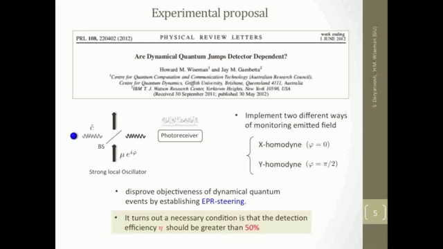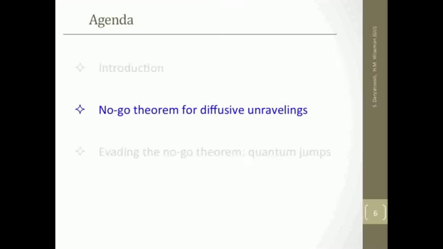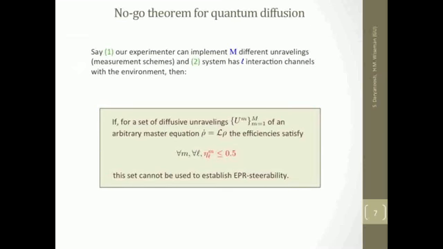One of the outcomes of this work is that a necessary condition is that the detection efficiency should be larger than 50%. Now, having enough background, let's state our new no-go theorem. The no-go result of Wiseman-Gambetta applied to a system with one decoherence channel and two unravelings or measurement schemes. We have generalized these to an arbitrary number of decoherence channels and unravelings.